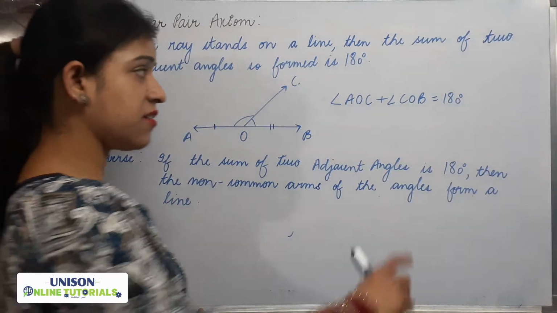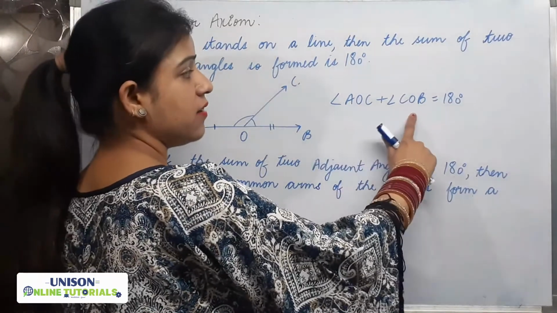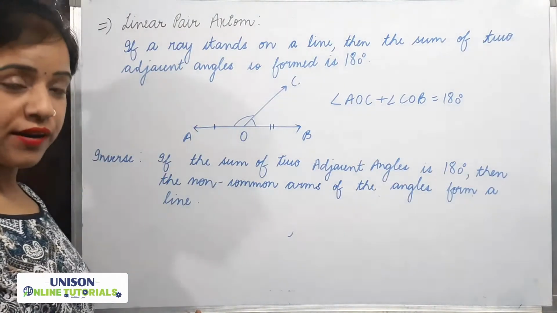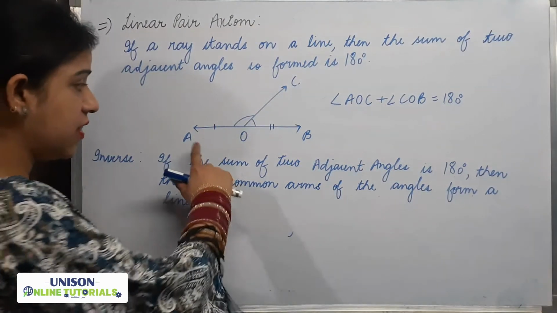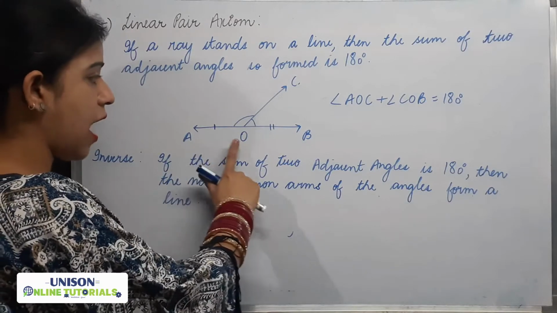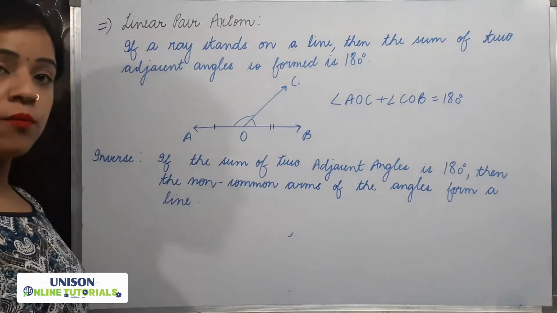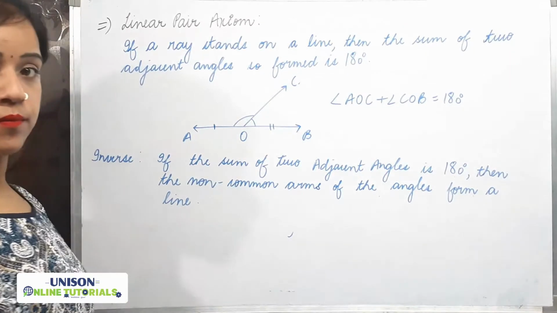Here in this case, it is given that angle AOC plus angle COB equals 180 degrees. So we can say that these non-common arms OA and OB form a straight line.